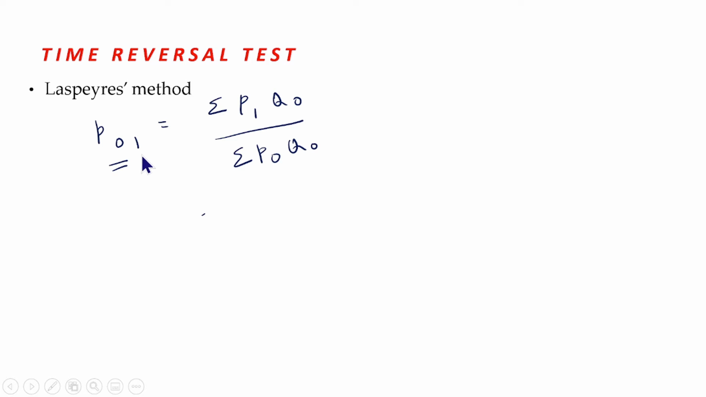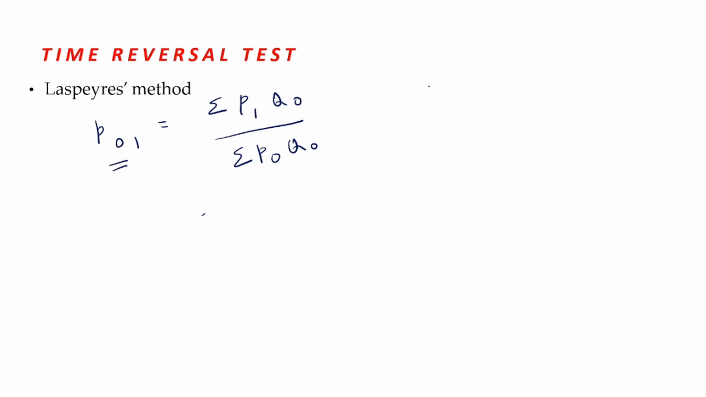Now we will see some methods, whether they satisfy the time reversal test or not. If we consider Laspeyres method, then we have the index P01, it is given by summation P1 Q0 upon summation P0 Q0. This is P01 according to Laspeyres method. So it is the index number for the current year 1, which is based on the base period 0.